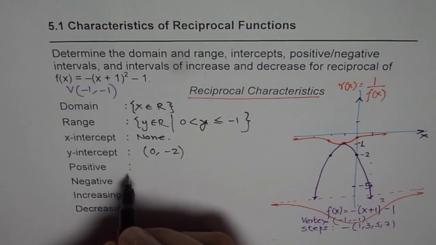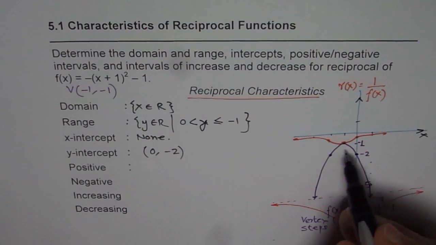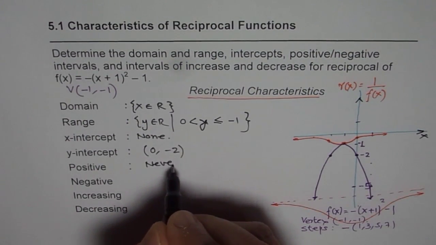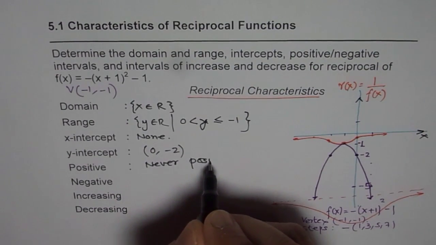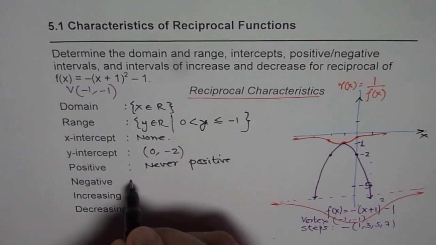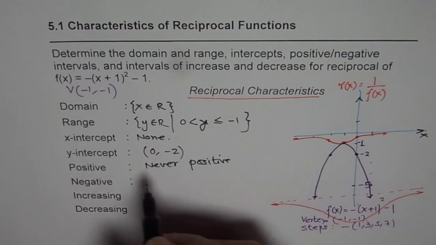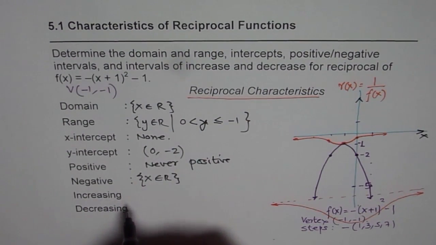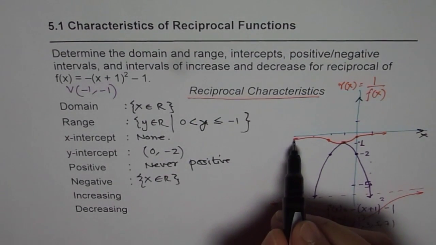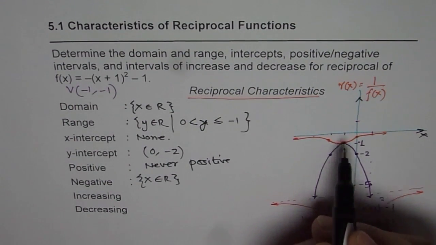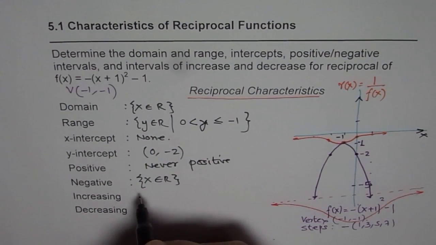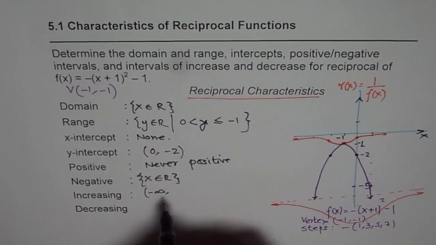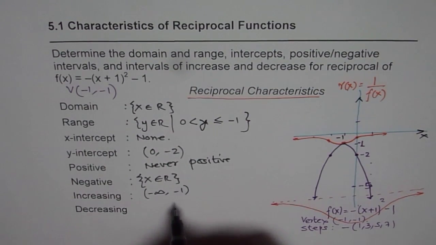Positive. We are saying positive interval. So the graph is never positive, right? It's always negative, right? How about negative? It is negative all along its domain. Is it okay? Increasing. You will see it is increasing from -infinity to -1. So we'll say the interval for increasing is from -infinity to -1.